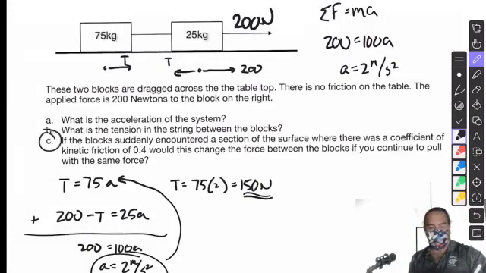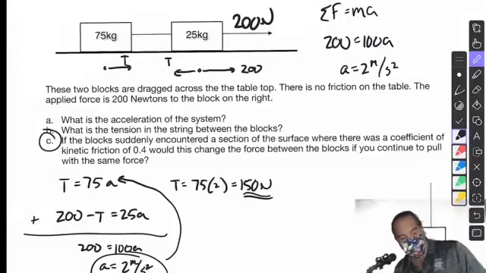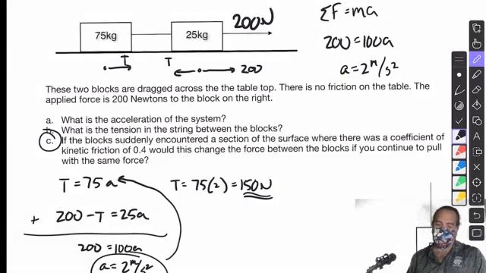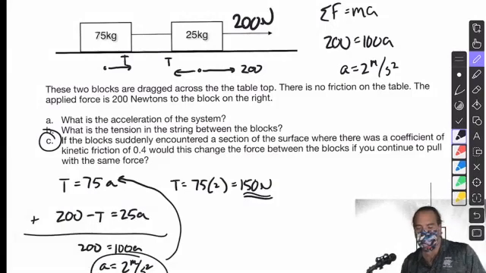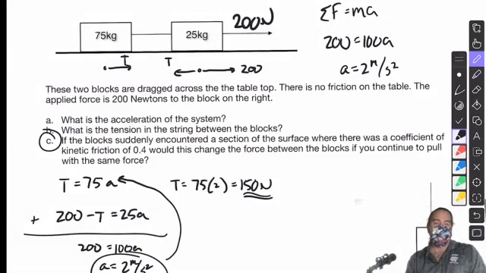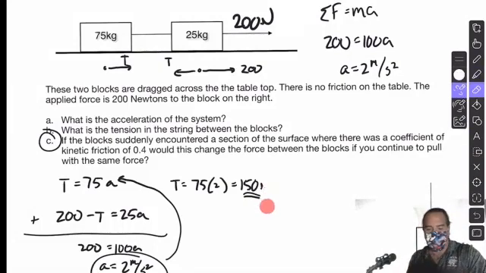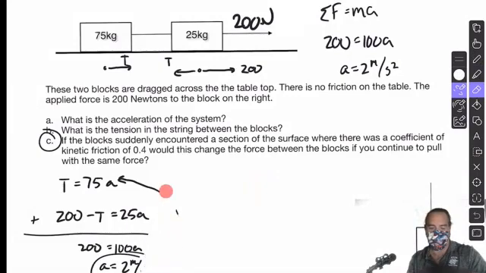Question C, if the blocks suddenly encountered a section of the surface where there is a coefficient of kinetic friction of 0.4, would this change the force between the blocks if you continue to pull with the same force? Interesting question. I don't know that you can answer it qualitatively without doing a little work. You could try, but I think you're probably going to have to do some work on it. So let's consider that I don't know the answer to this question, but I could find out.